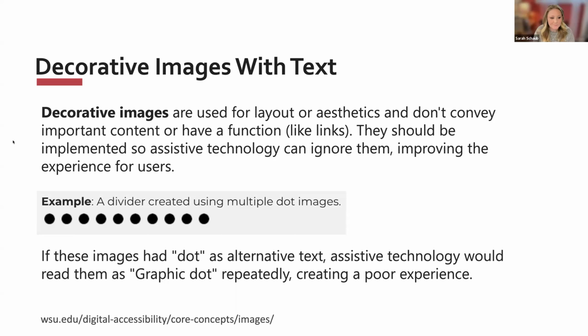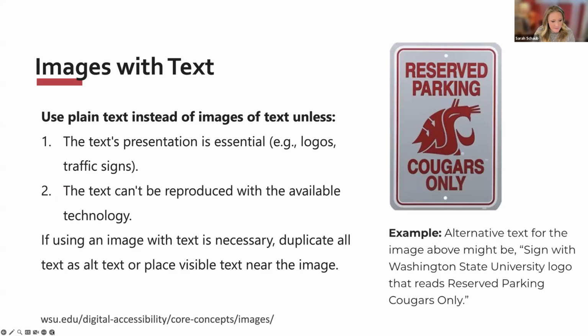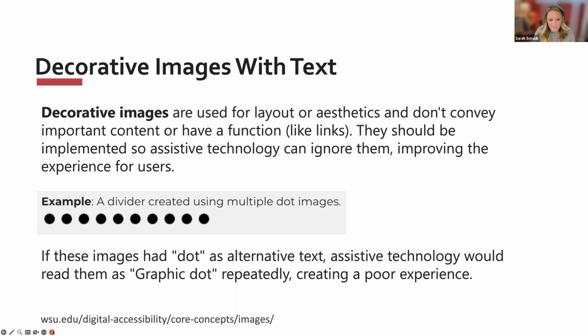For example, oops, I don't know why my screen keeps jumping around here. For example, a divider created using multiple dots, say this was in a Word document, if a screen reader were to come across that, it would read to the user each dot, which can affect the user experience. Within the different technologies that you're using, there are ways to mark images as decorative so a screen reader can ignore it. So keep that in mind.